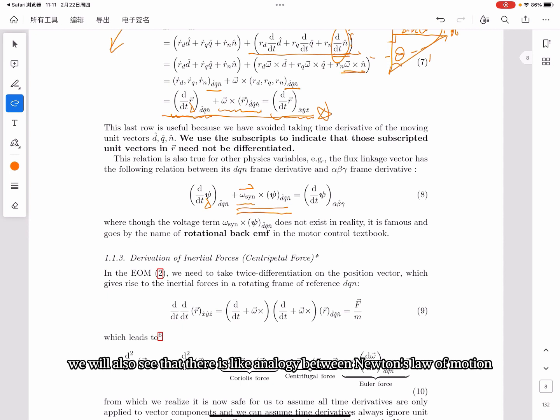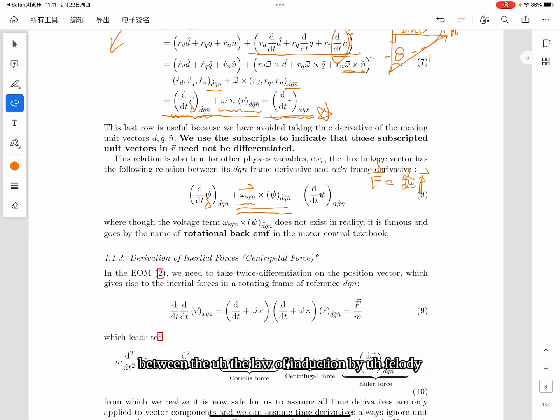Later, we will also see that there is an analogy between Newton's law of motion, where force equals the time derivative of the momentum, and Faraday's law of induction, where the EMF applied to a coil is equal to the time derivative of the flux linkage. So basically, the momentum for a coil is also known as flux linkage. The force applied to a coil is basically the back EMF.